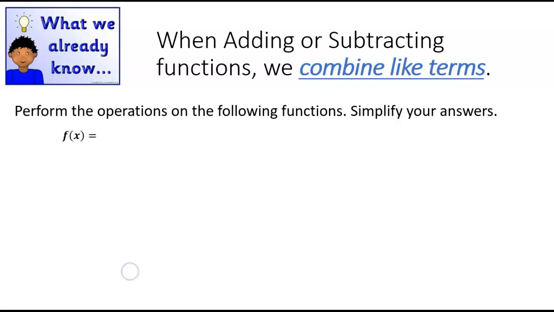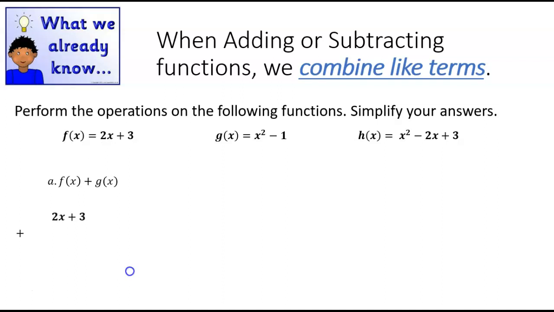Let's have the functions f of x equals 2x plus 3, g of x equals x squared minus 1, and h of x equals x squared minus 2x plus 3. Let's add first f of x and g of x. F of x is equal to 2x plus 3, and g of x equals x squared minus 1. We can line them up vertically to see similar terms, and then we can perform the addition.